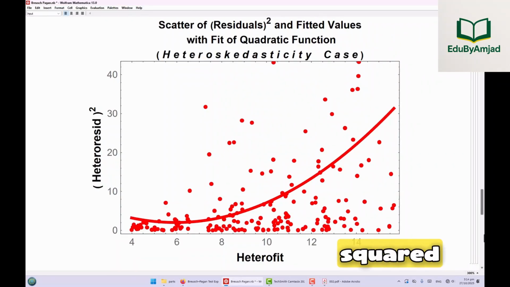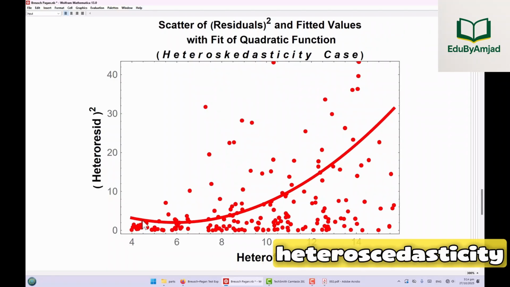Here we plot the squared residuals against the same horizontal axis, the fitted values. Observe the clear quadratic pattern in the scatter, following the fitted quadratic curve. This pattern indicates heteroskedasticity.